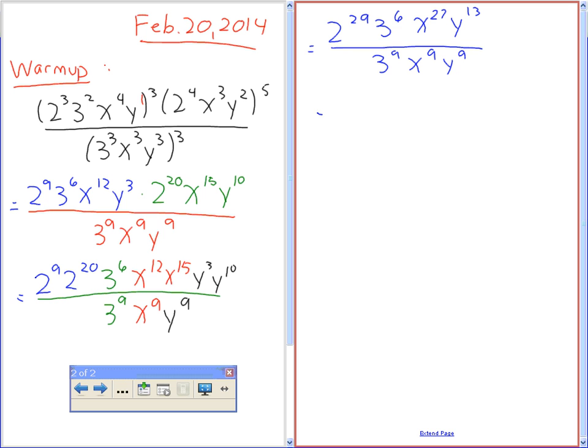Hey, Chris, finish this question off for me, please. Well, the 2 to the 29 stays the same. And then 3 to the negative 3, well, the exponents. And then x to the 18. 18? Oh, yeah, 18. And then y to the 4. Good. I'm going to write it like this, too.